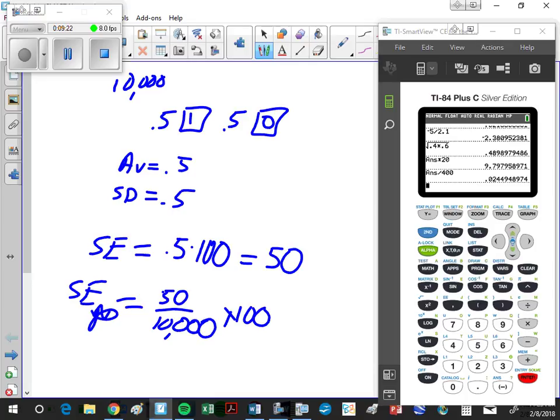So the SE for the percentage of heads is the middle one, 50 divided by 10,000 times 100. And the SE for the number of heads is 0.5 times the square root of 10,000, so it's the last one. Although the first and last one are actually the same. That's really weird.